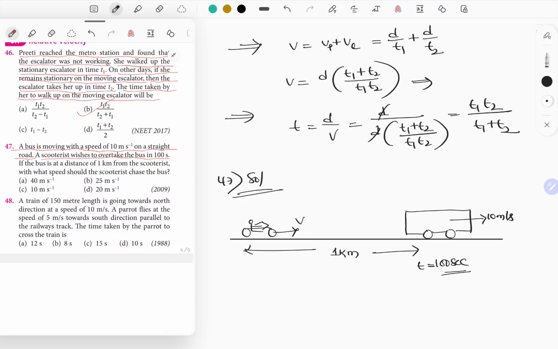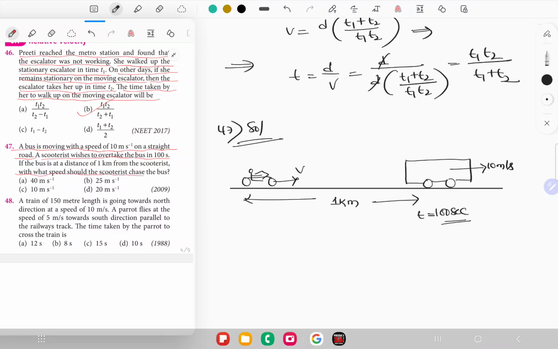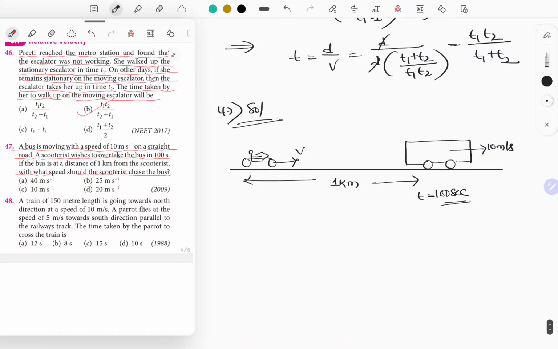We don't know the speed of the scooter. That's what we have to find out. With what speed should the scooterist chase the bus so that he can cross this bus within 100 seconds? We have to find out relative velocity. So the velocity of the scooterist with respect to the bus we need. The velocity of the scooterist, I am assuming as v, minus the velocity of the bus. This is the formula: velocity of a with respect to b is equal to a with respect to ground minus b with respect to ground.